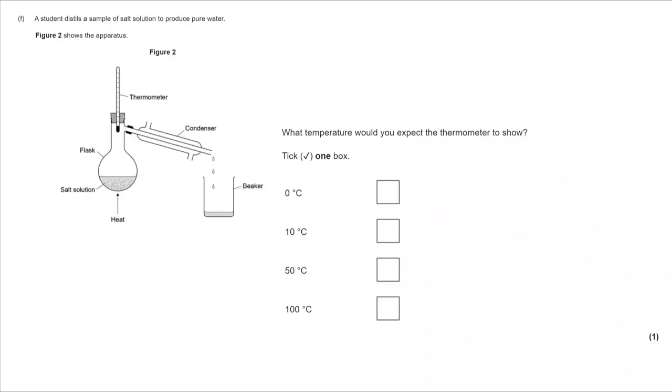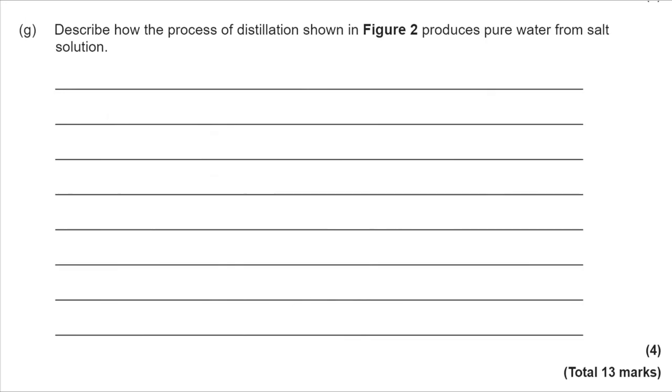Moving on to part F, a student distills a sample of salt solution to produce pure water. What temperature would you expect the thermometer to show? Now, this is a really common question, and if you are using water as the solvent, the answer will always be the same, because the water boils, gets to 100 degrees, rises up, and it reaches the thermometer. So it will do that at its boiling point. Correct answer, 100 degrees.